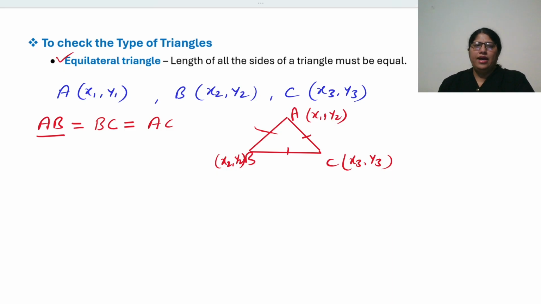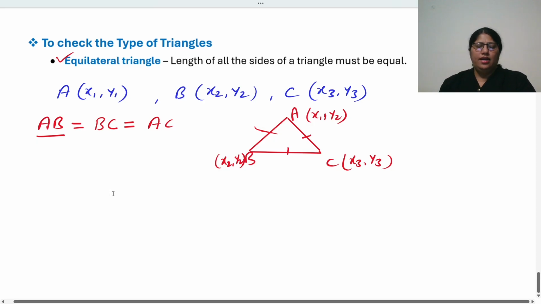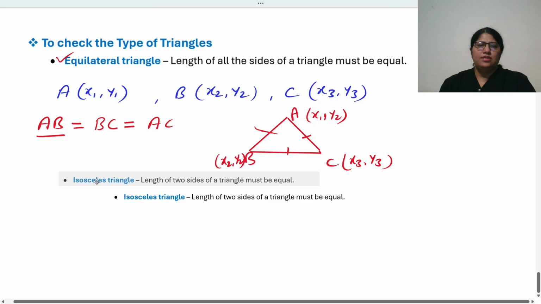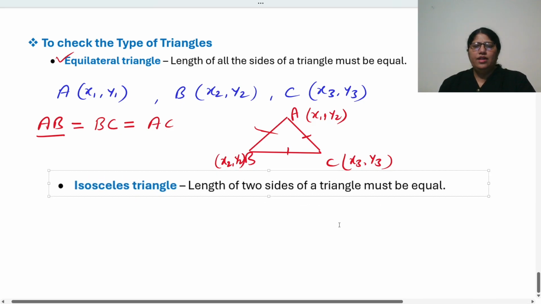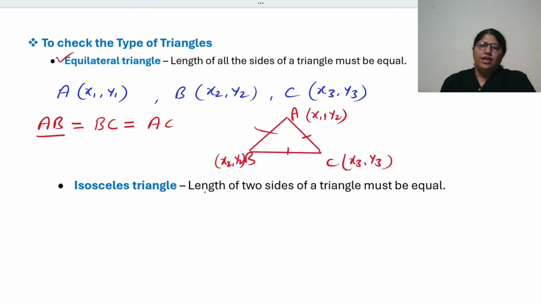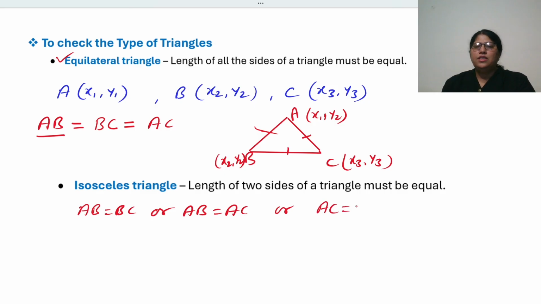Similarly, for an isosceles triangle also you are going to repeat the same thing. The lengths of any two sides are equal. So let us see what the second case is. This is about the isosceles triangle. So draw it again. You are going to find out the lengths of the three sides. Here any two sides, it can be AB equals BC, or AB equals AC, or what can be the third case here? AC equals BC.